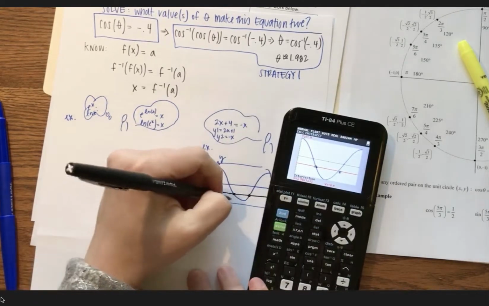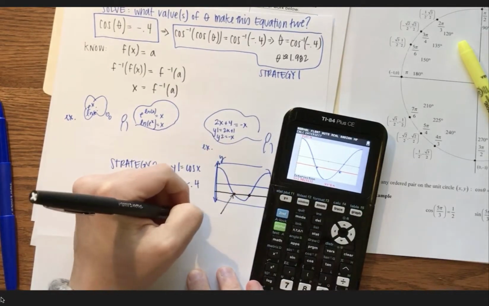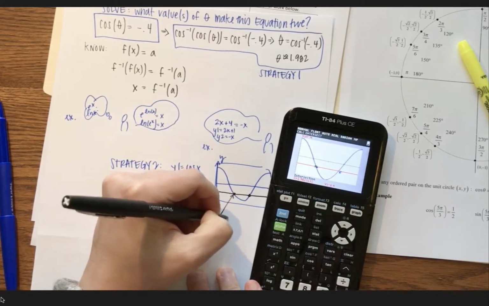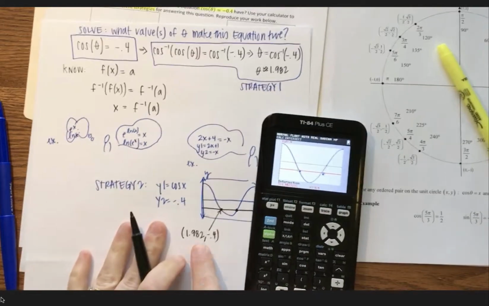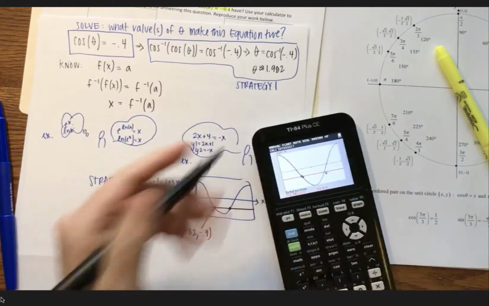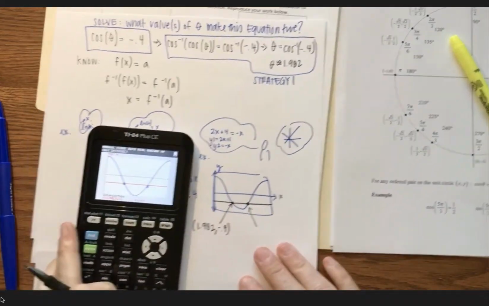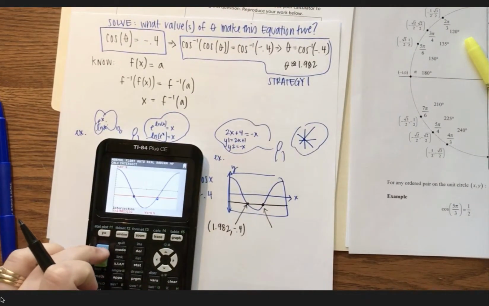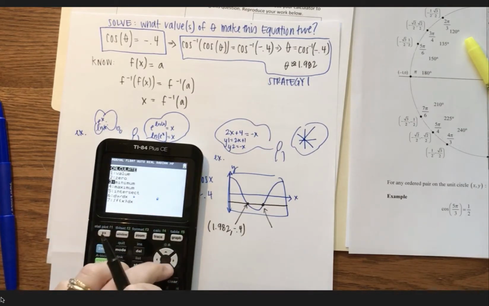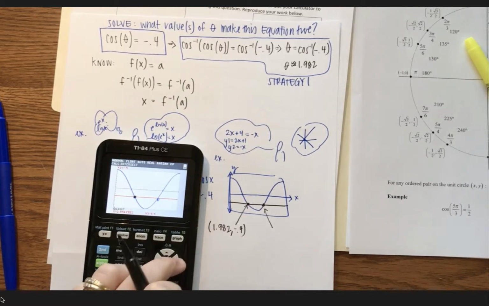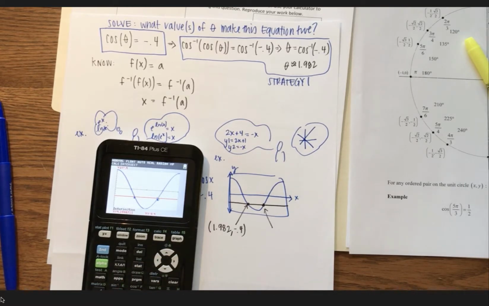My first intersection point, this ordered pair, is 1.982, negative 0.4, which isn't surprising. This matches what I found in my first strategy. For my second intersection, I'll do that same method again. Calculate intersection, first curve in blue, second curve in red. I'll move a little bit closer so that it gives my calculator a better approximation of where I want it to look for the solution.